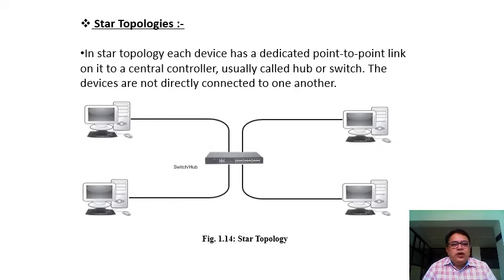So what is this star topology? In a star topology, every device is connected by using a point-to-point link to a central controller. This hub or switch is called the central controller. You can see that this computer is connected to the central controller by this dedicated link. This link is dedicated between this computer and this switch only. So the entire communication is routed by using this hub or switch only.